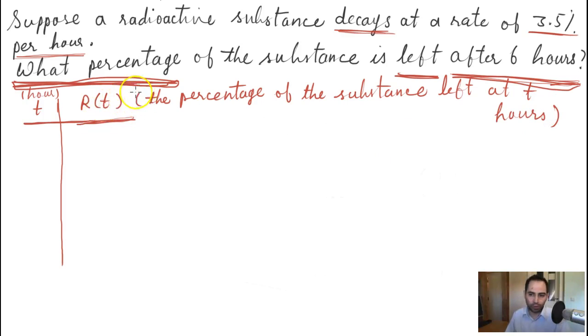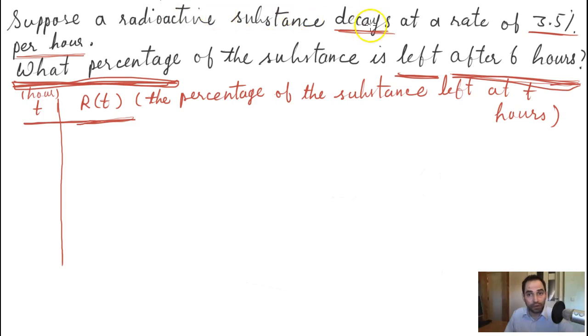If you understand what your function represents, what your variables represent and what your units are, for example here the unit is just a percentage. It's no gram, no kilogram, nothing like that, just a percentage of the substance. But you need to understand what you are doing with these variables. If you understand it, then you can do it. Otherwise, you will make logical mistakes.